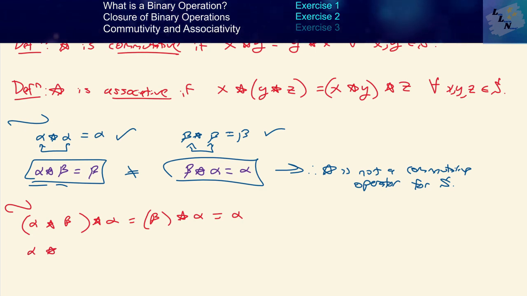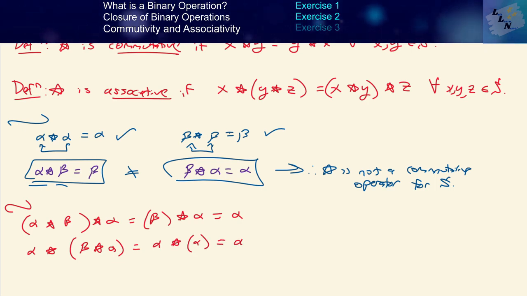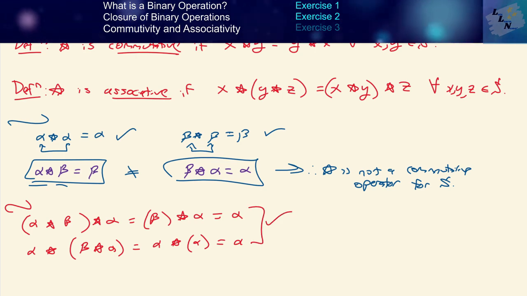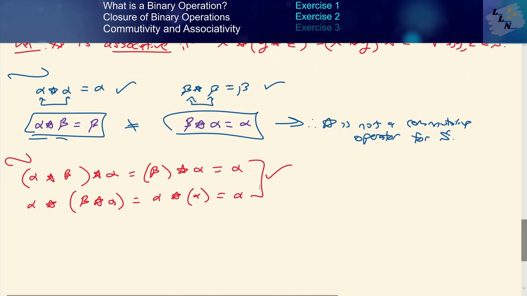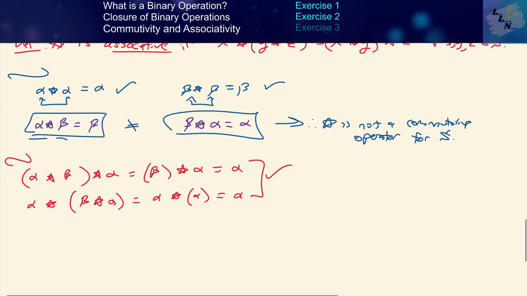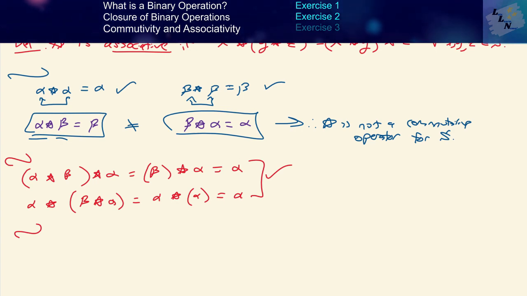So we need to consider alpha star, beta star alpha, and beta star alpha is going to be equal to alpha, and alpha star alpha is equal to alpha. So these check out. That's a good thing, but we need to check all possible triple combinations for these two elements. So let's consider another one.